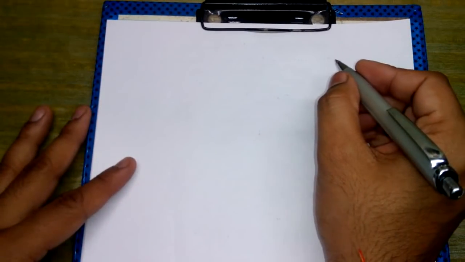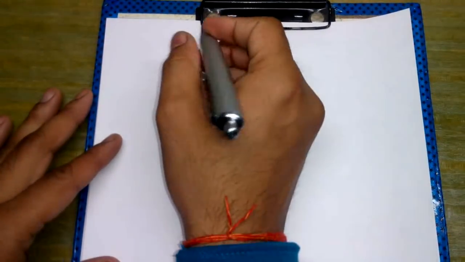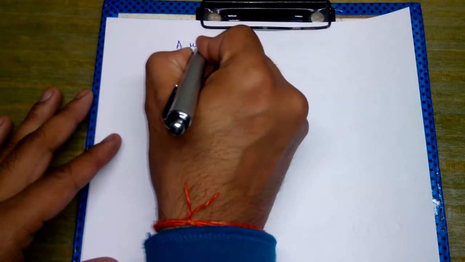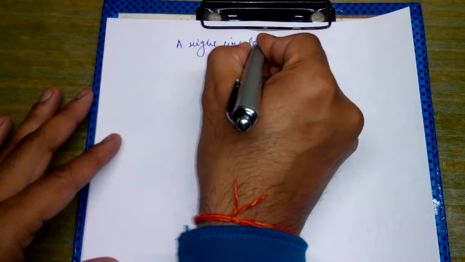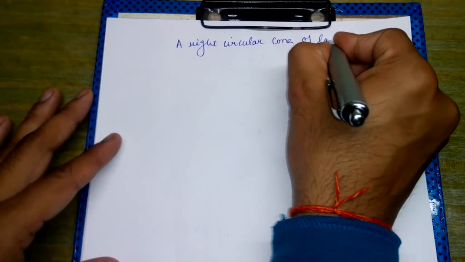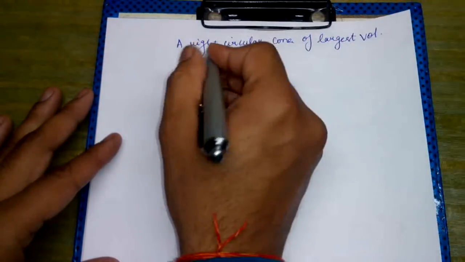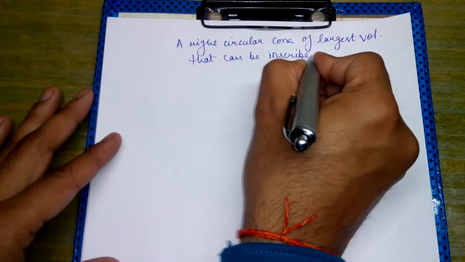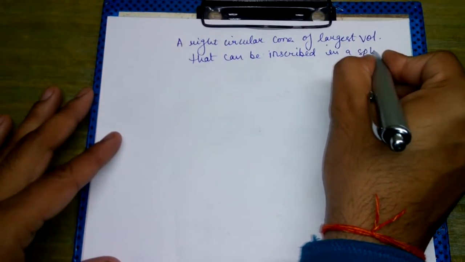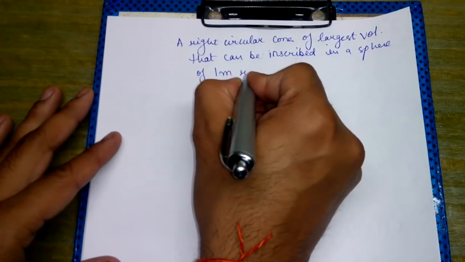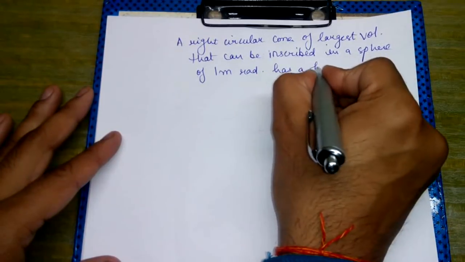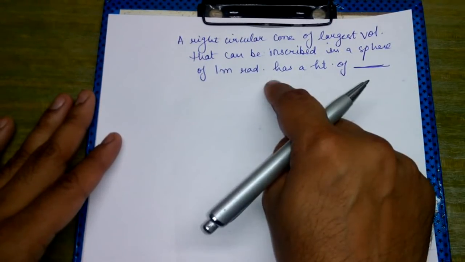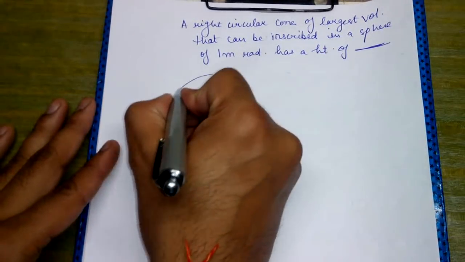Now let us solve a word problem. We have been given: find the height of the right circular cone of largest volume that can be inscribed in a sphere of 1 meter radius. Now what would be the height of that right circular cone which can be inscribed in a sphere of radius 1 meter? Now we will draw the diagram.